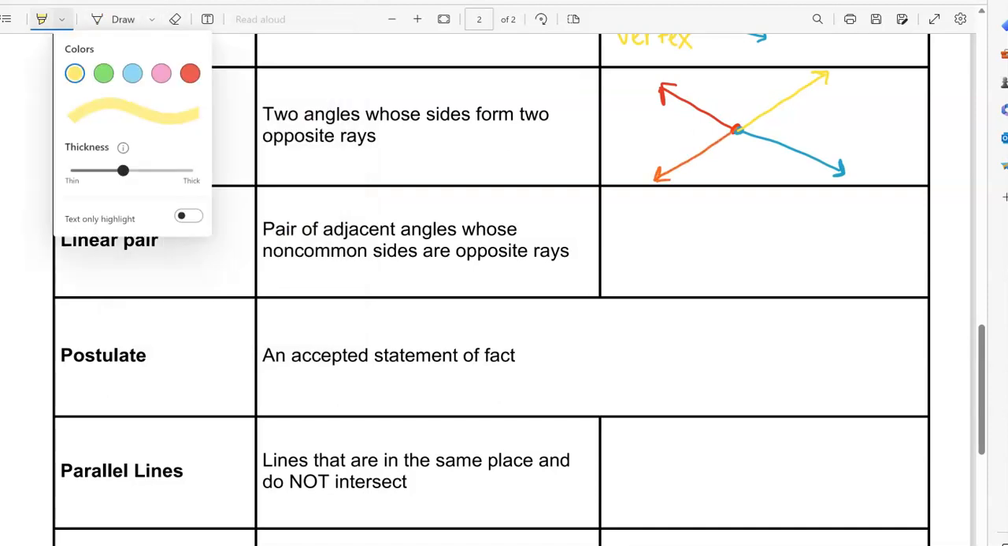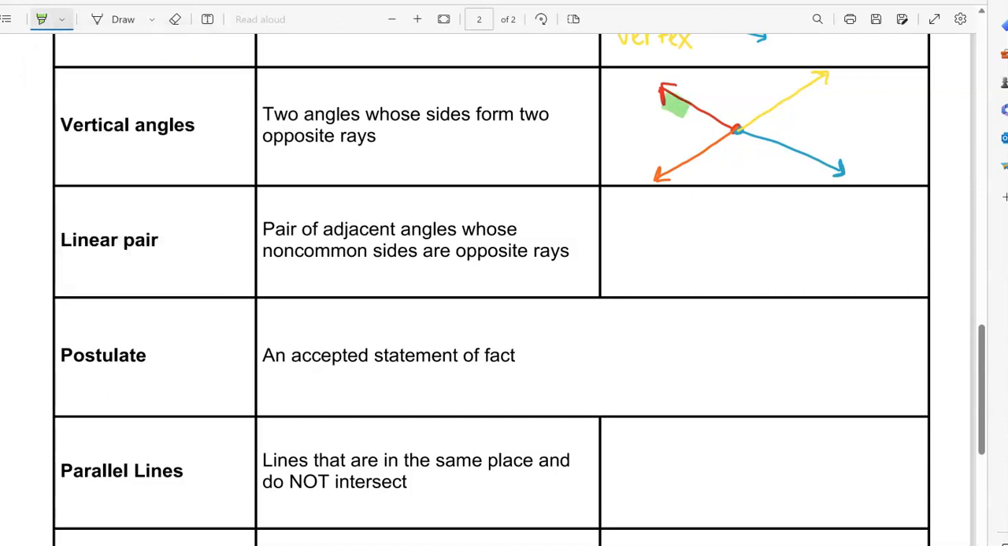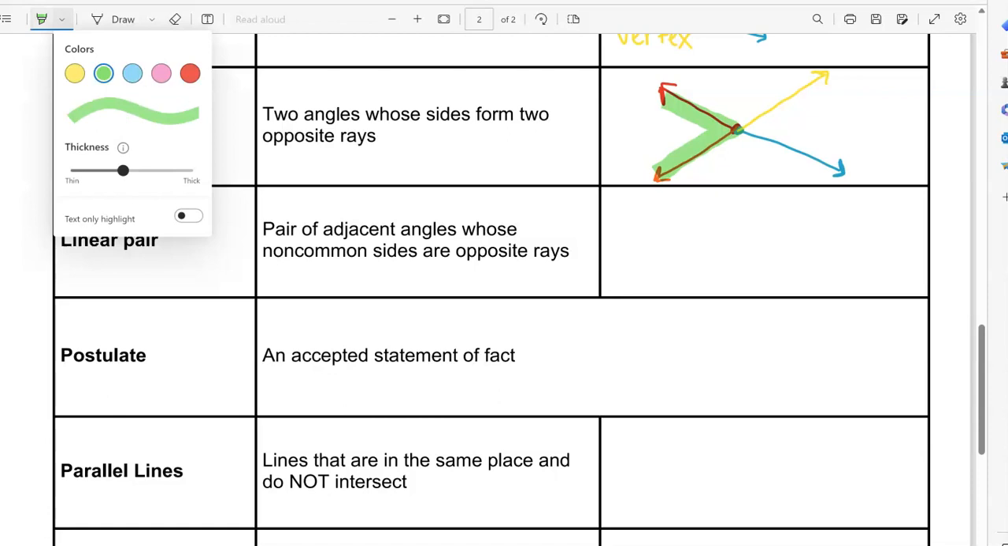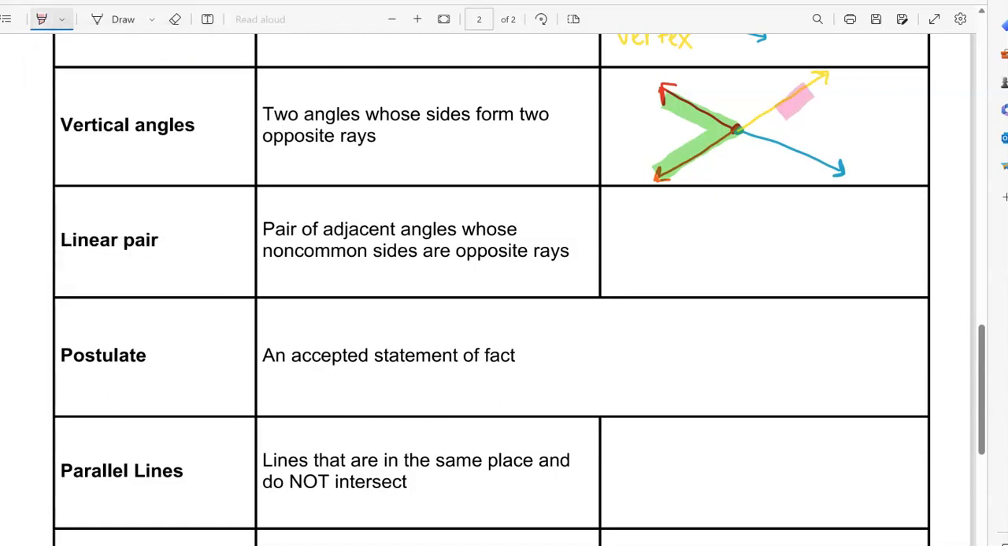Vertical angles, I'm going to highlight them in green. This is a vertical angle right here, and then I'll do it with pink. This is a vertical angle. So as you can see, the sides are opposite rays. The blue and the red are opposite rays. The orange and the yellow are opposite rays. So the pink and the green are vertical angles.